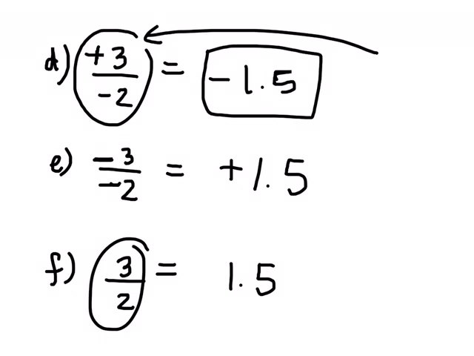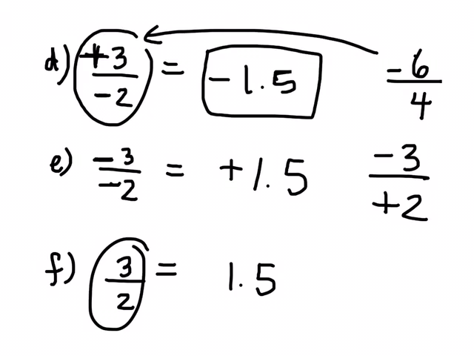How else could I rewrite this to get -1.5? Michael? -6/4. Okay, -6 over +4, or we could have written -3 over +2. I could have flipped those around. Good.